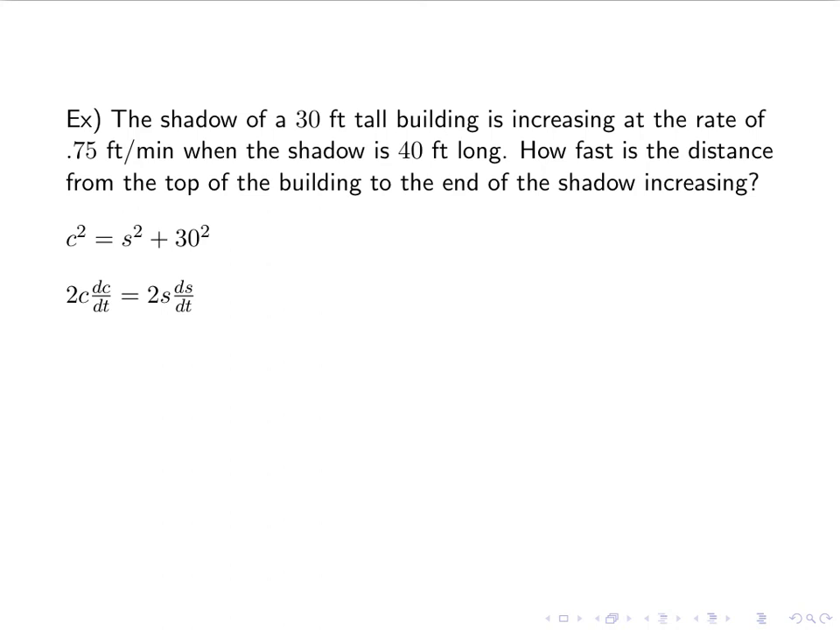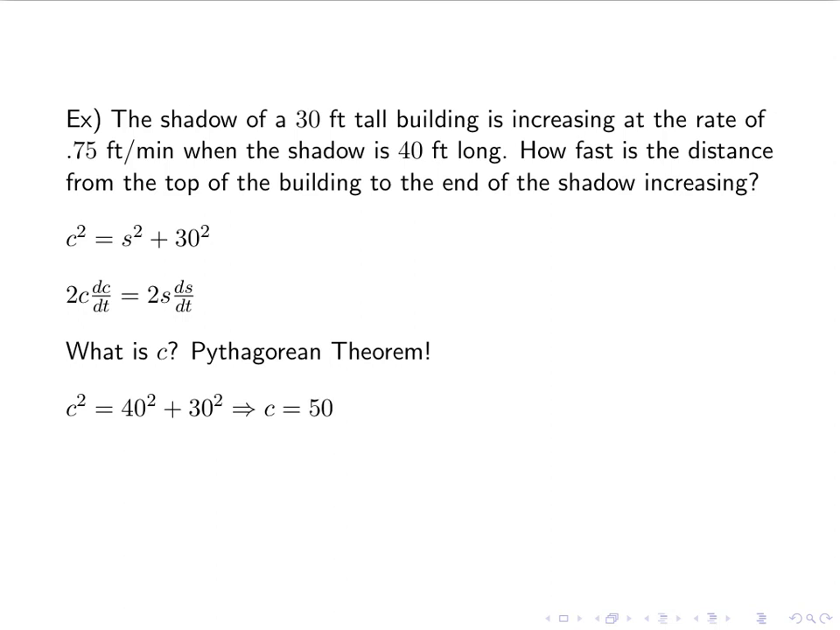So as we mentioned before, we know that dc/dt is what we're looking for, that s is 40, and that ds/dt is 0.75. What we don't have is c. So we're going to use the Pythagorean theorem again, and we're going to use the fact that the shadow is 40 feet long. And we should get that C is 50.